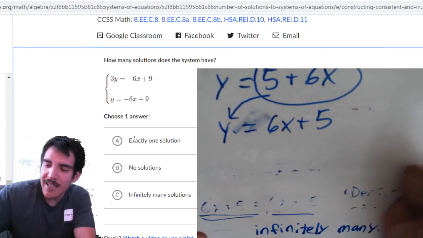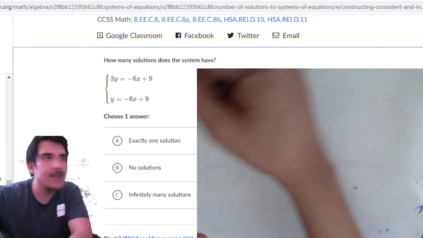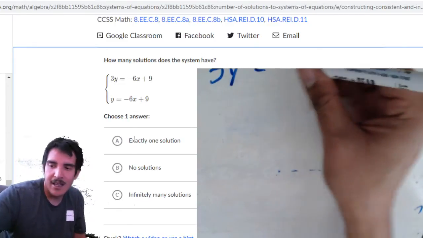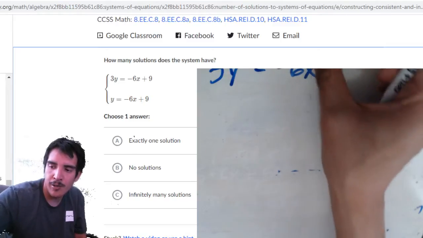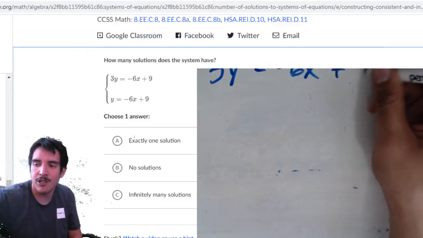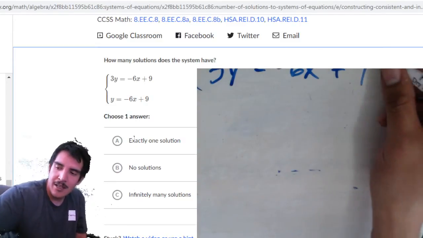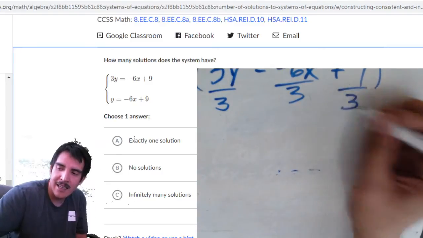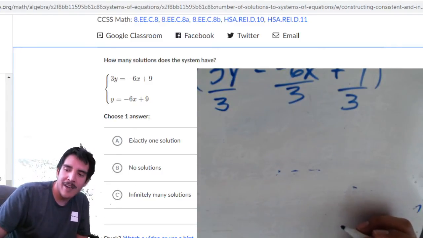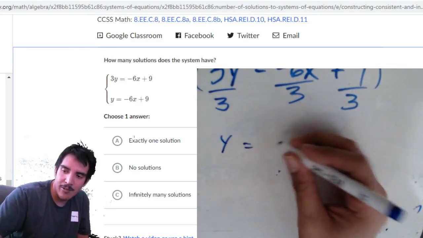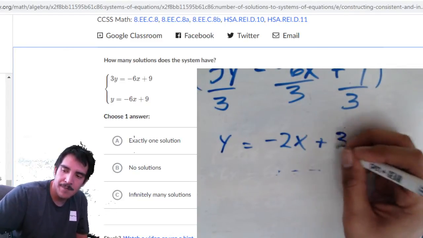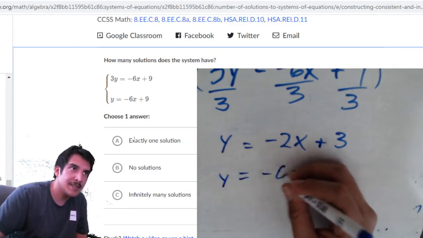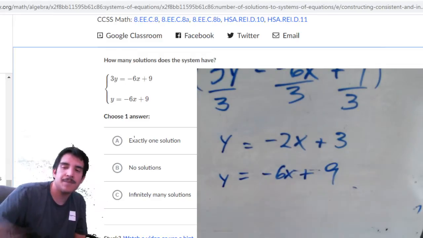Let's try this one. This one has another system of equations. Now I want to give you a little tip. Whenever you have a system of equations and one of the equations has a common factor in all three of the numbers, like this first equation, the common factor here is 3. You can simplify the equation by dividing out the common factor. So if I do that, I get y equals negative 2x plus 3. So that's my first equation. Then my second equation is y equals negative 6x plus 9.